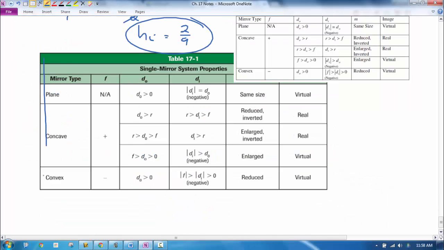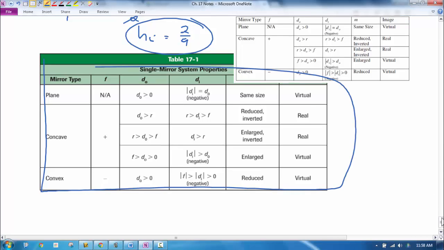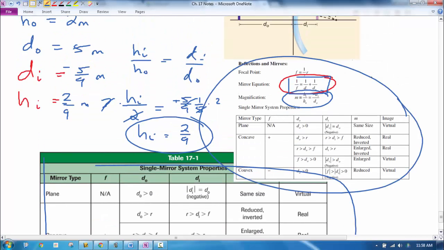So this is the summary of all the information you guys need. It's on the formula sheet just like this. And as long as you have that, you should be able to answer any of these questions.